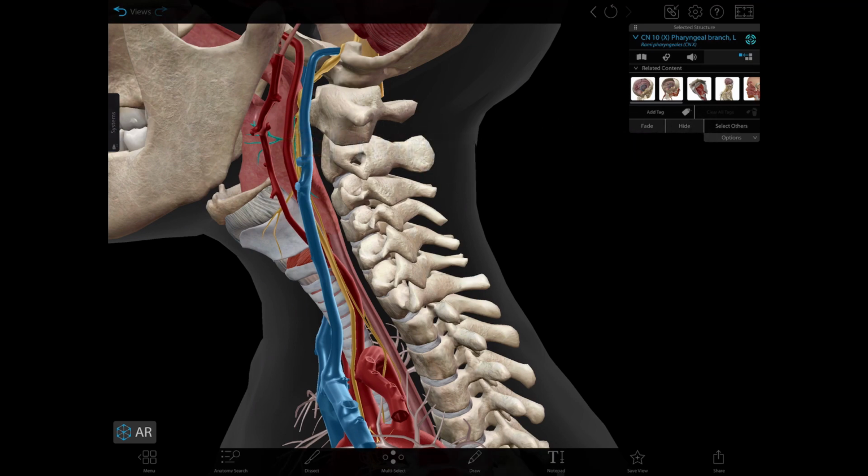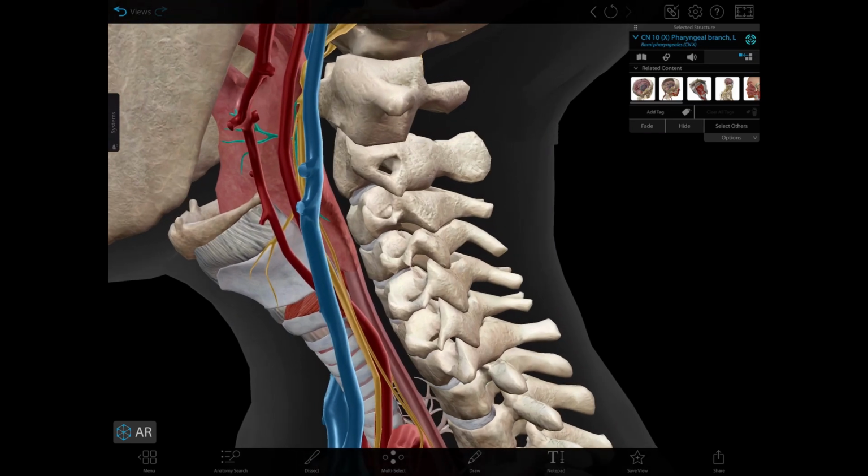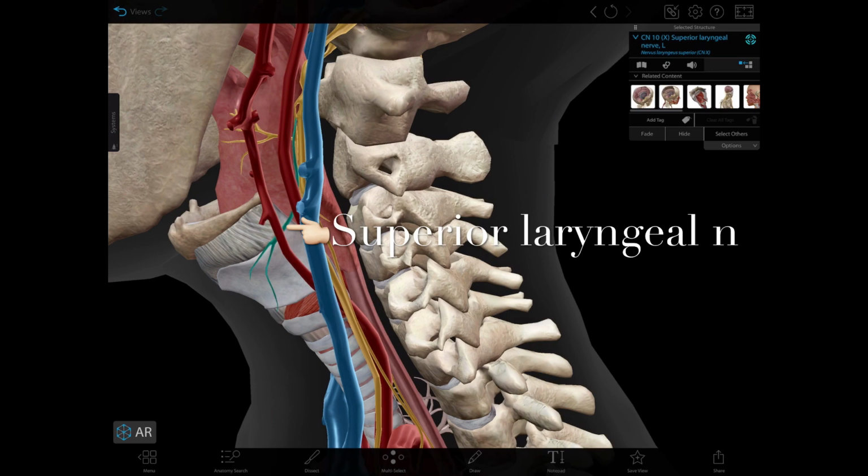The vagus nerve also has some branches in the neck, which includes the pharyngeal branch. This one supplies the motor innervation to most muscles in the pharynx and the soft palate, as you can see right here. And there's also a superior laryngeal nerve, which is this one right here, which divides into an internal and external laryngeal nerve.